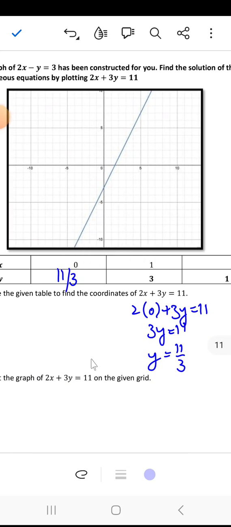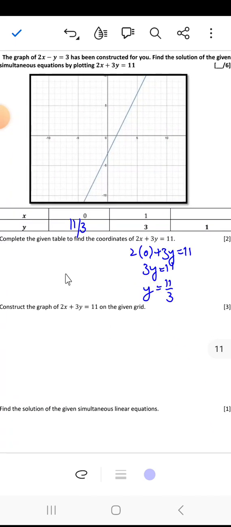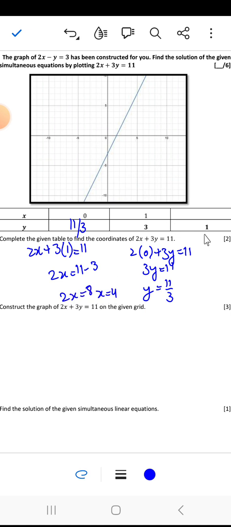Then the next one, y is equal to 1. So I need to solve this part. When y is equal to 1, what will be the x? So I will write down here when y is 1. In the same equation, 2x plus 3 into 1 is equal to 11. So 2x would be 11 minus 3. 2x is equal to 8. So hence x is equal to 4. So if y is 1, x is 4.